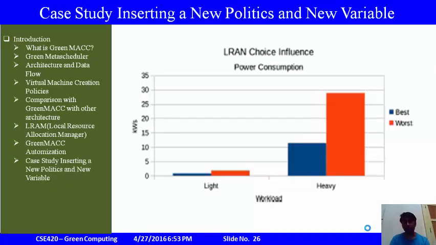Now here we have another graph which shows the LRAM choice influence. This is for the power consumption. Again we have a best case and a worst case. On the x-axis this time is the workload, and on the y-axis this time is the power consumption in kilowatt second.